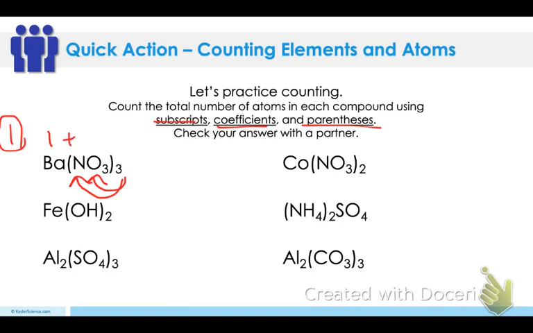So 1 barium plus 1 nitrogen, but the nitrogen is multiplied by 3. So 3 nitrogen, and then oxygen, there's a 3 there, so we're going to multiply that by 3. 9. 9 plus 1 is 10 plus 3, 13. 13 atoms total for that first one. Alright, you're going to do the remaining 5 on your own. Go ahead and pause here if you're still working.